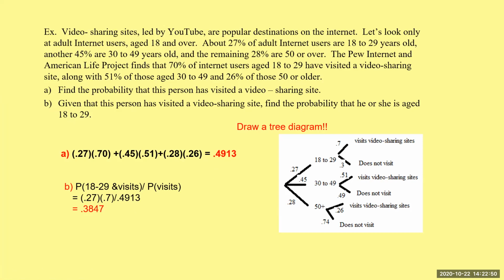So find the probability that he or she is aged 18 to 29. Well, we find that as our first circle, 0.27 times 0.7, but given goes in the denominator. Crunch the numbers, we get 0.3847 or about 38.47%. And there are your notes on probabilities.